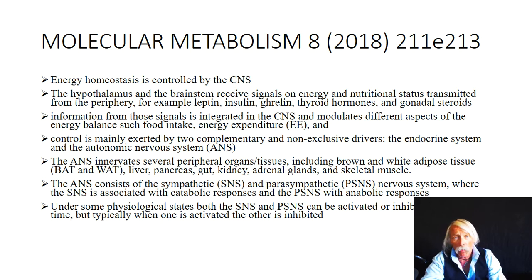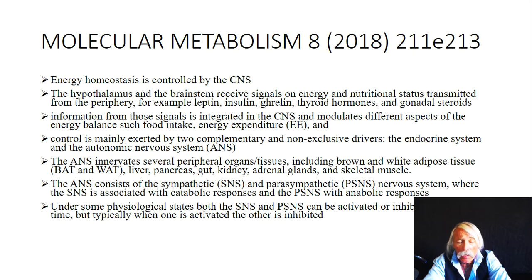In fact, it's very important for energy homeostasis in humans. Now, the ANS consists of the sympathetic nervous system and the parasympathetic nervous system, where the SNS is associated with catabolic responses and the PSNS with anabolic responses. Catabolic breakdown, anabolic buildup. So therefore, you can think about energy intake and energy utilization, energy sequestration, and an energy requirement, all within the SNS and PSNS.